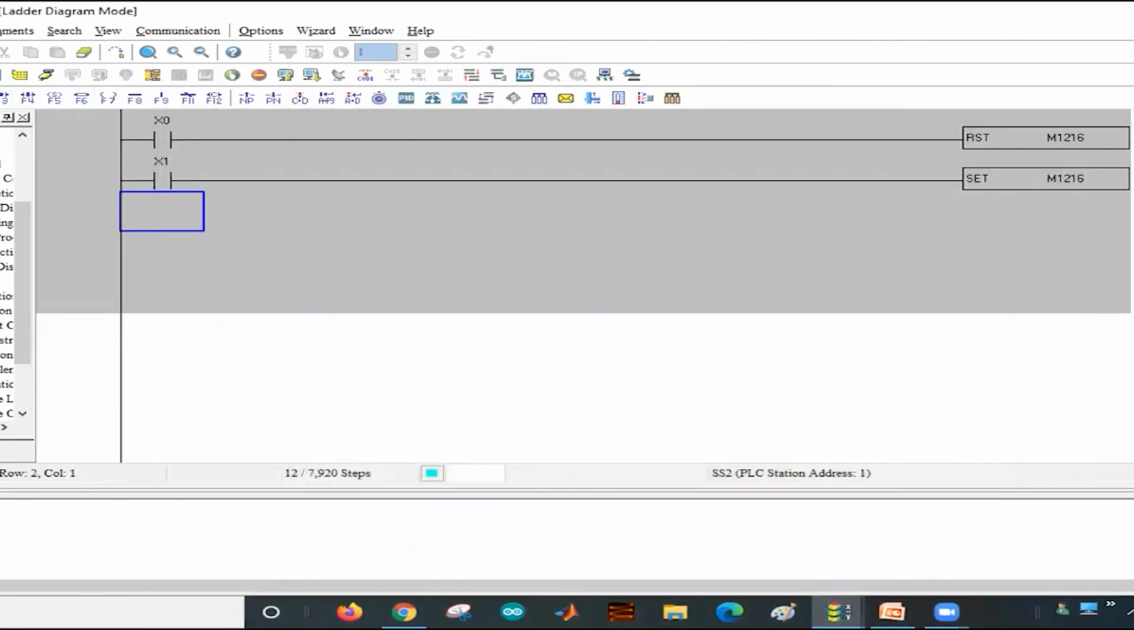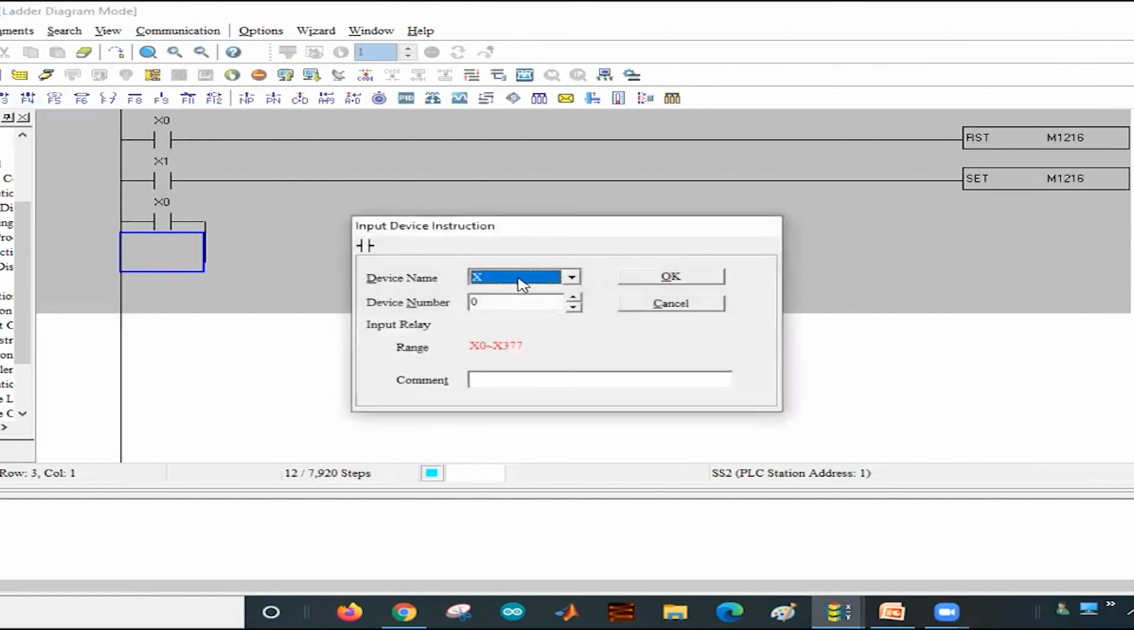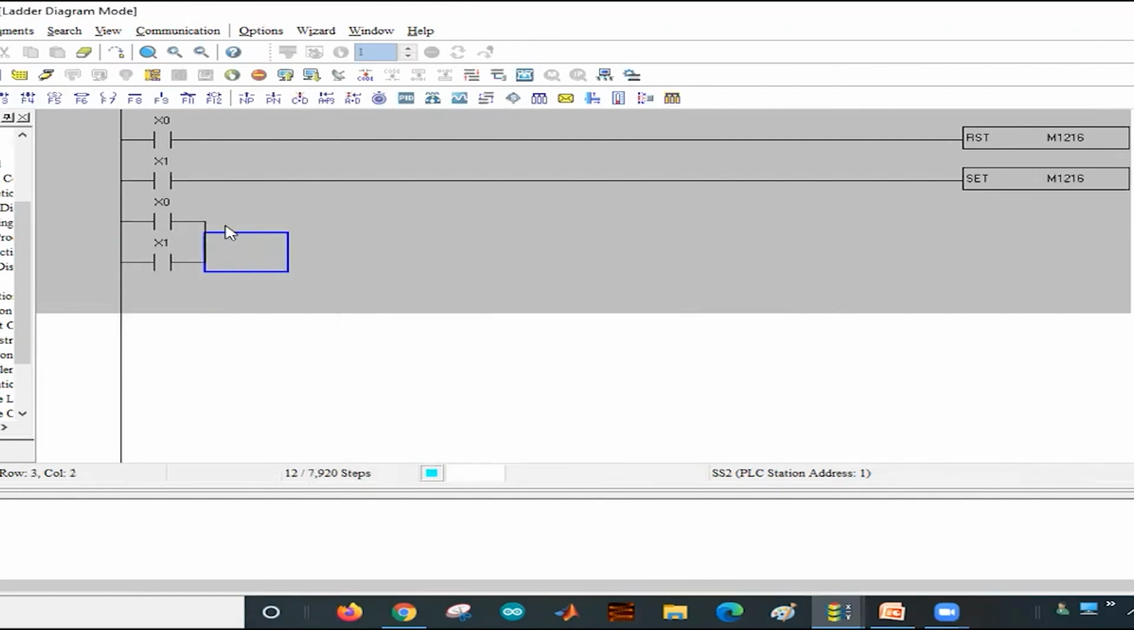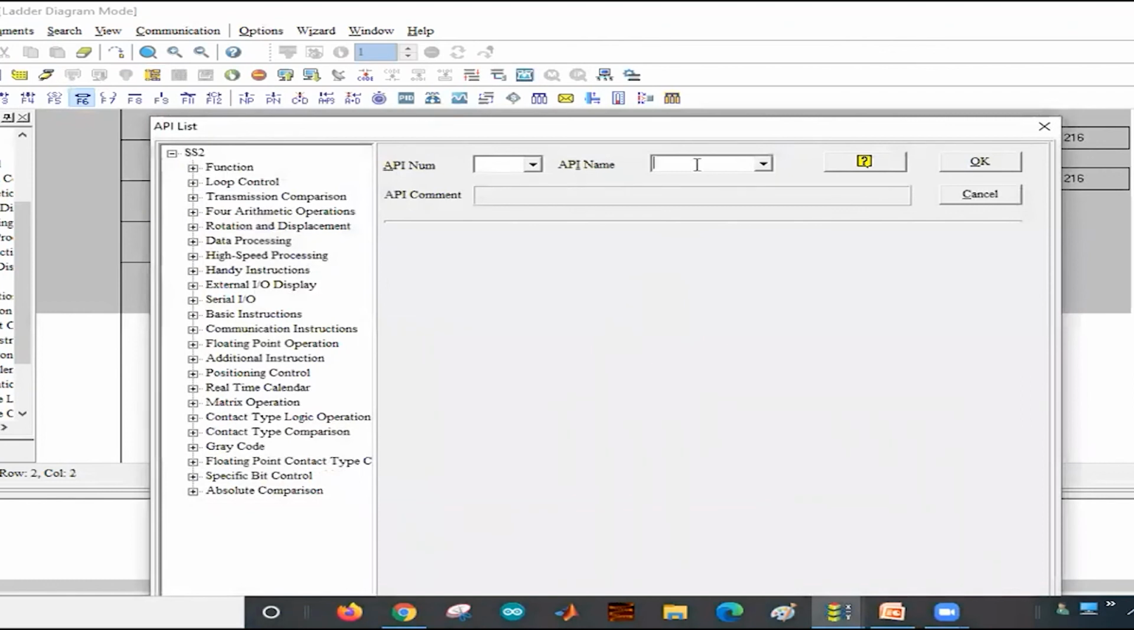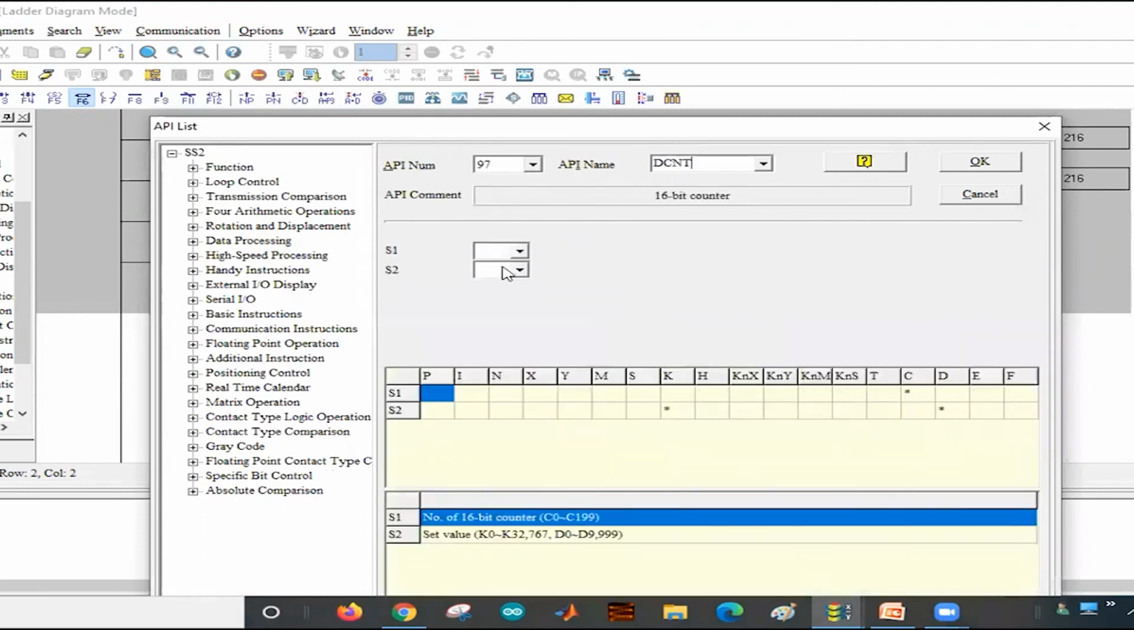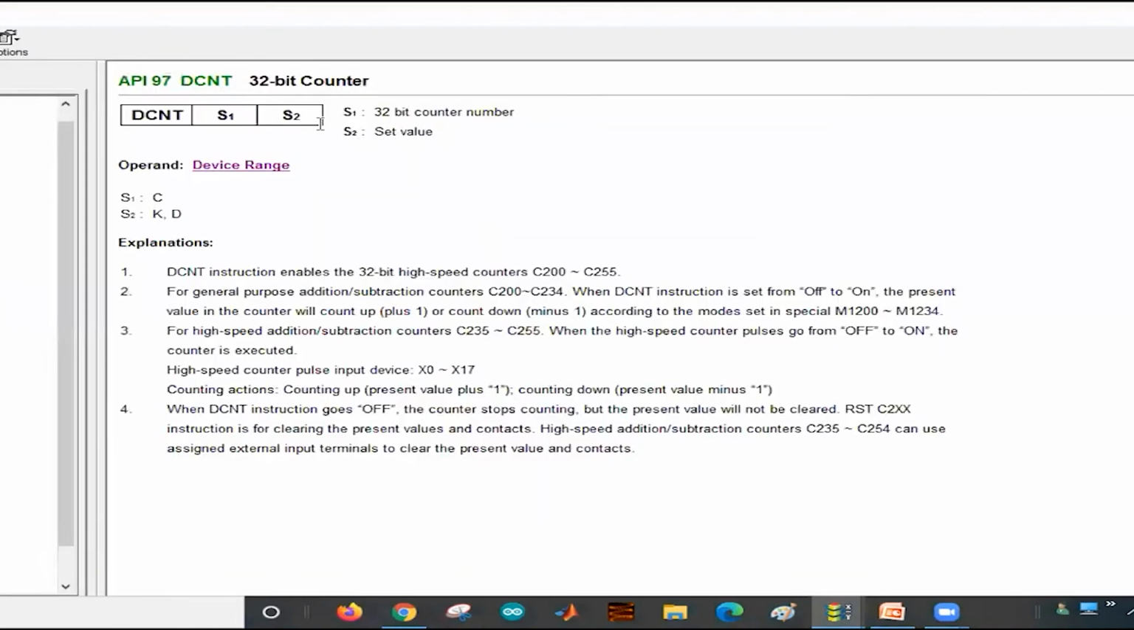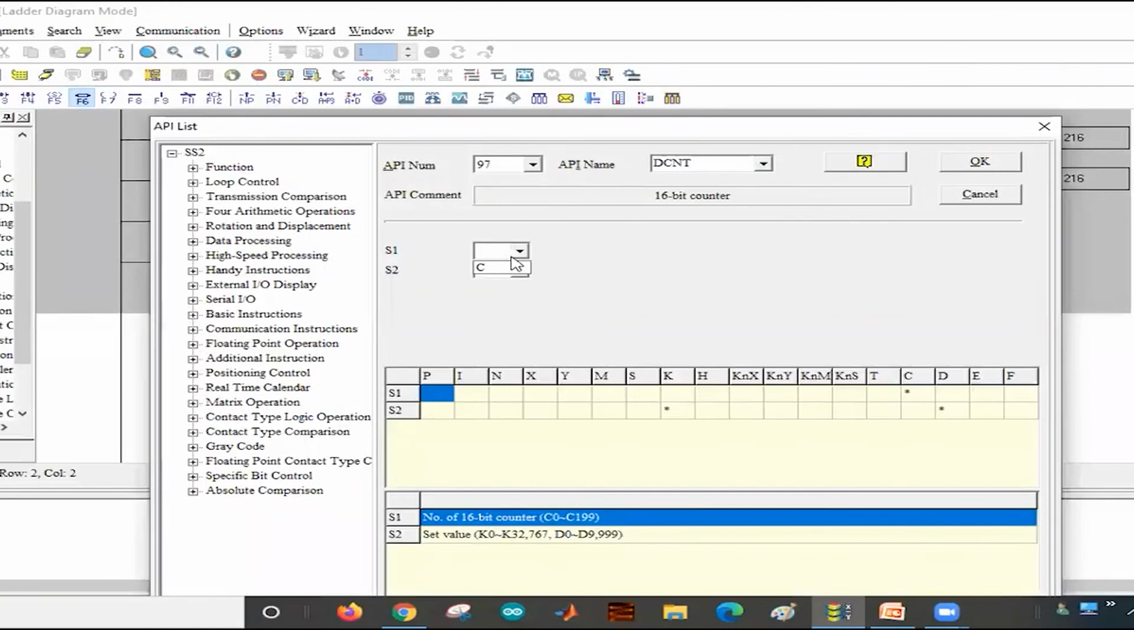So in both cases, whether X0 is on or X1 is on, your counter has to be on. Here your counter is this 32-bit counter. That counter is called a double counter, DCNT. DCNT is the 32-bit counter. The counter value you have to take here is C216.